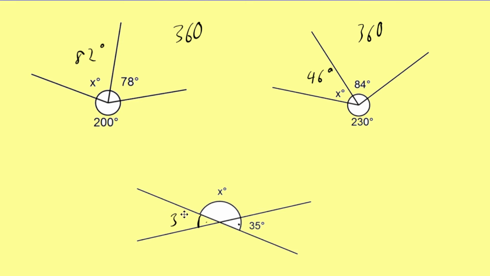So opposite angles are equal. So that one's going to be 35 degrees as well. And this one will be the same. So this will be the same as x. You only need to work this part out. Oops, x degrees. We only need to work this part out.